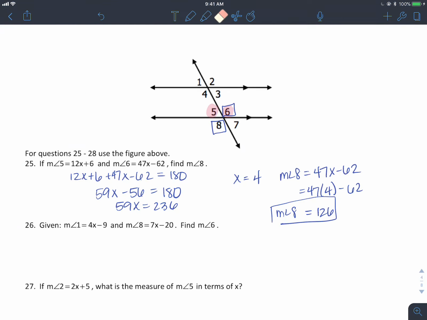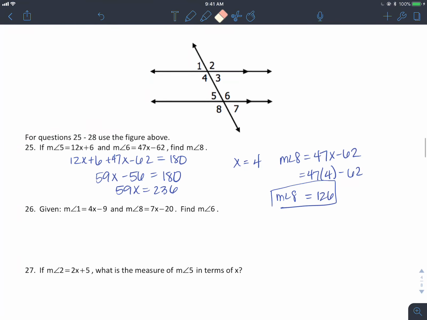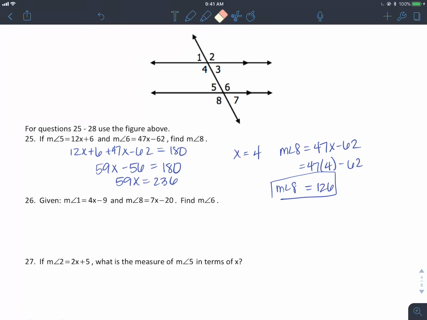All right, these are all separate questions, so we are done with those, and we're going to do number 26. It says the measure of angle 1 is 4x minus 9, and the measure of angle 8 is 7x minus 20. These two angles are supplementary. So 4x minus 9 plus 7x minus 20 equals 180. Combine like terms: 11x minus 29 equals 180. 11x equals 209. Divide it out, and x equals 19.